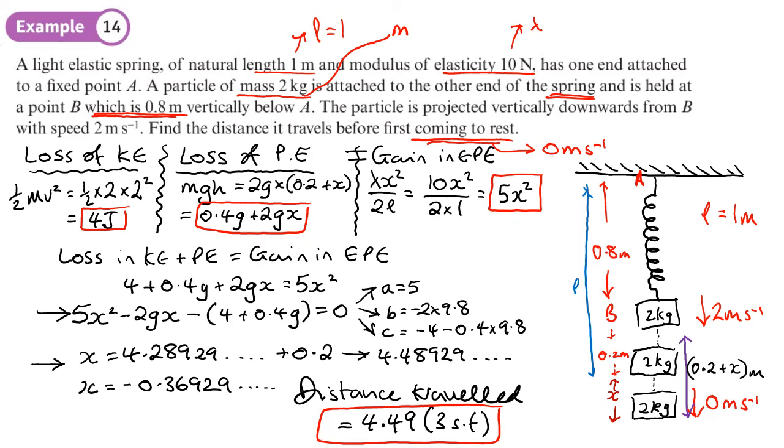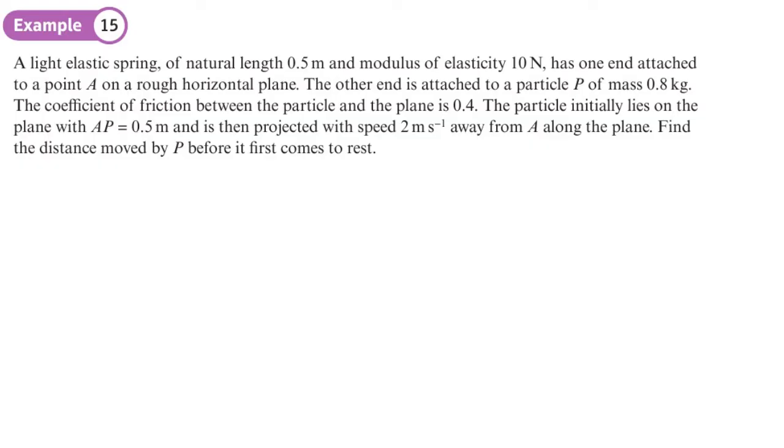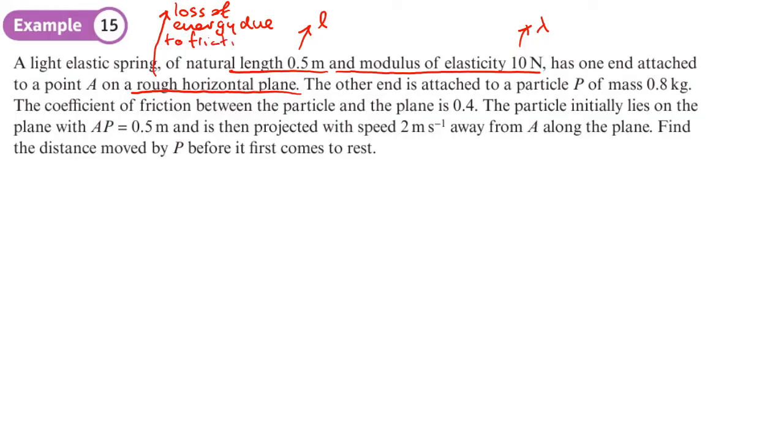Okay, a light elastic spring of natural length 0.5, so there's L. The modulus of elasticity is 10, and one end is attached to a rough horizontal plane. So if something is rough, it doesn't mean that the total energy remains constant. There is going to be a loss of energy due to friction. So we need to bear that in mind. Total energy doesn't remain constant. There's going to be a loss.